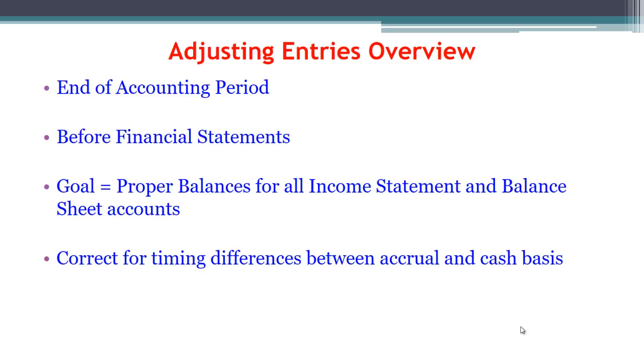These adjusting entries are all about correcting for any timing differences between the accrual basis of accounting and the cash basis of accounting. In other words, did we receive cash before we could record it as revenue, or did we earn revenue before we received the cash? We want to correct for these differences. We want it to be under the accrual basis of accounting.